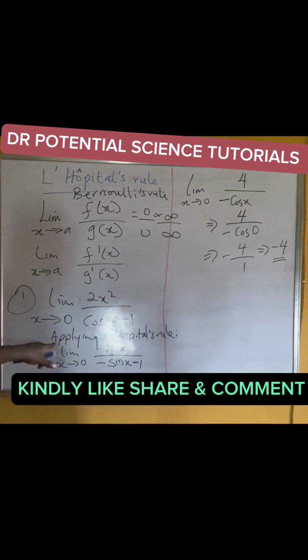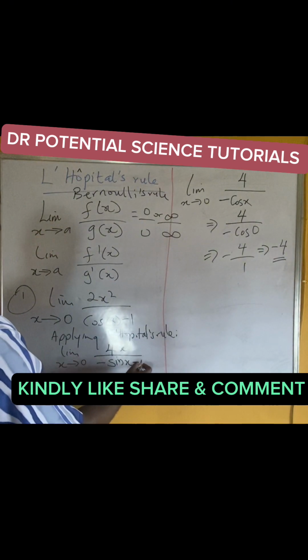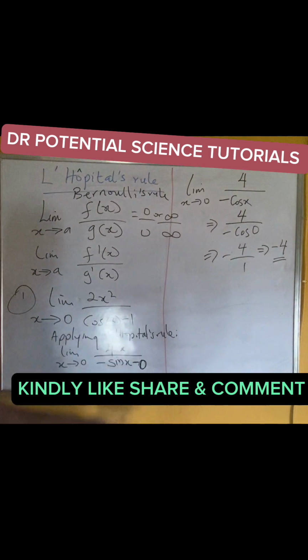So for this question, applying L'Hopital's rule, if you differentiate 2x squared, you have 4x. 2 times 2, 4x, remove 1 from the power. Then divided by, if you differentiate cos x, you have minus sin x. Minus 1, if you differentiate, you have 0, because 1 is a constant. So on direct substitution, 4 times 0 is still 0. Sin 0 is 0. So 0 by 0. So that means we have to differentiate again.